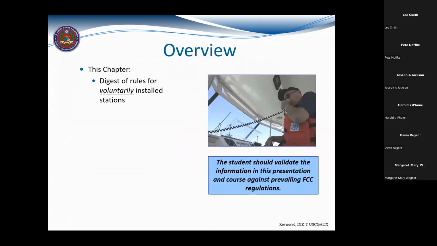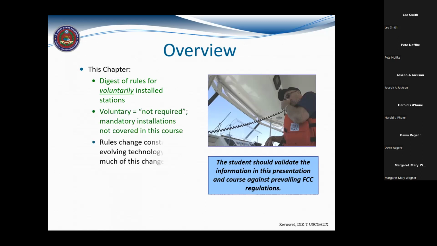All right, we're going to talk about installation in vessels that are not required to carry a marine radio. If the law says you have to have a marine radio, the laws are going to be different for you. But for a recreational boat that doesn't have to have a radio, we're going to be discussing how you can do that. It says rules change constantly, so always keep an ear out for changes.